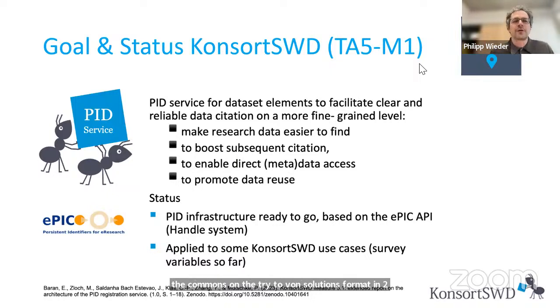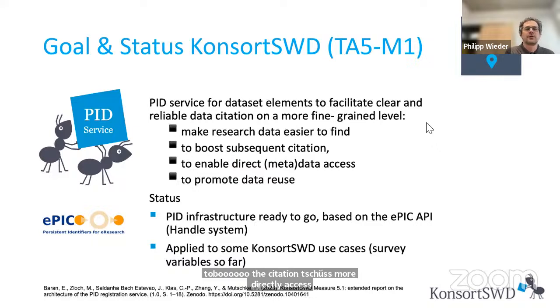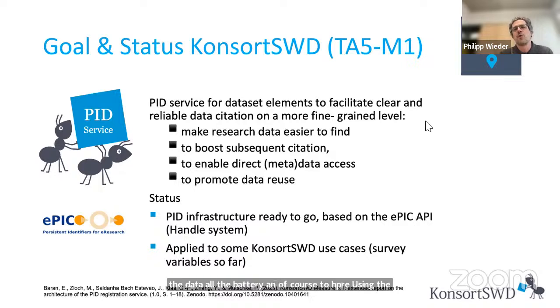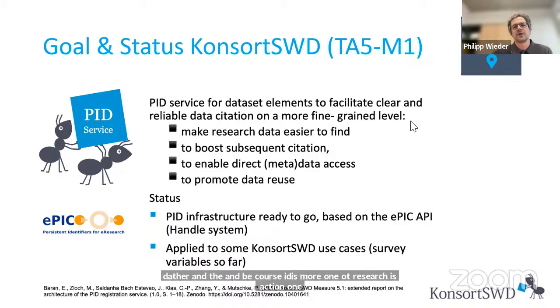For Consort SVD, and particularly measure 1 and task 5, they would like to see that we can have clear and reliable citations on a more fine-grained level. You see that also in text research, which I'll talk about a bit more in a minute, where you maybe want to reference not only a whole edition or a whole book, but pages, maybe sentences. That would help to make research data easier to find, to boost citation, to more directly access the data or the metadata, and of course to help reusing the data, because it is more what researchers actually want to have.